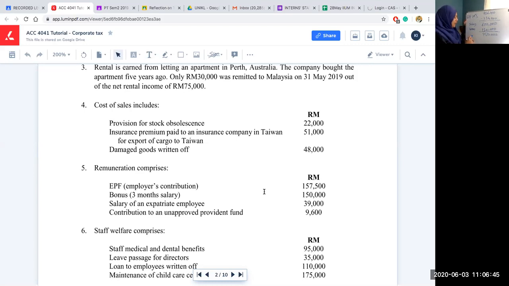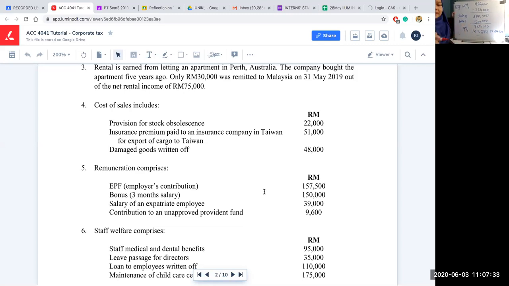Right? So how you want to check how much is 19% of this? 19% of 750,000. 750,000 times 0.19 equals to 142,500. How much the company pay for EPF? 157,500. So it means that if 19% is 142,500, right? Company paid 157,500. Maknanya company bayar more or less than 19%? More. So, bila more than 19%, the excess is not allowed.